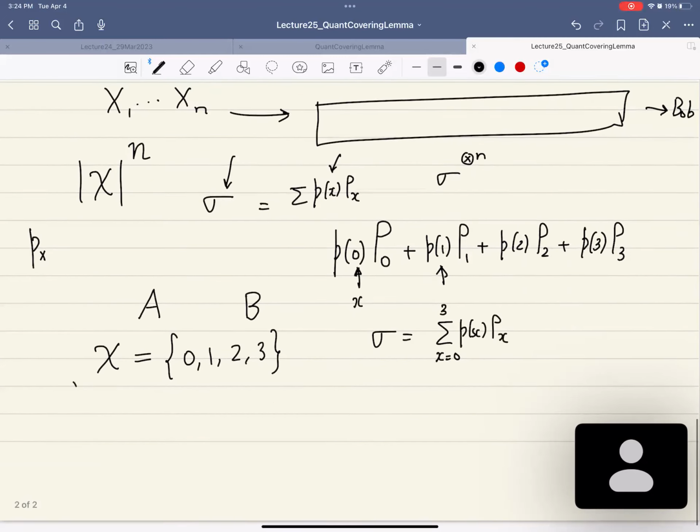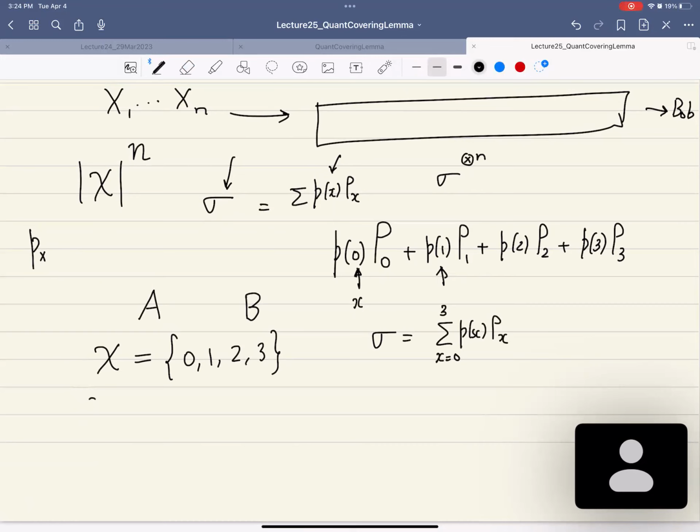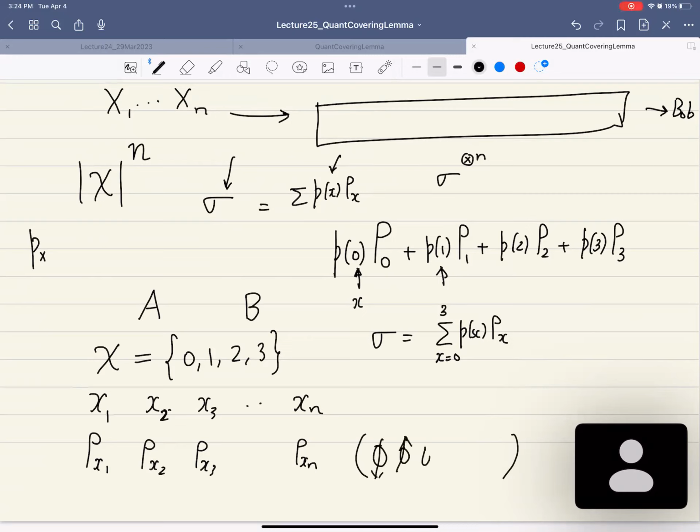Now suppose Alice picks n such classical indices. She will first pick an x1, then an x2, then an x3, until xn, and she will prepare rho x1, then rho x2, rho x3, and so on. And this huge quantum state she will prepare. So it is not just one density operator, she will prepare all these quantum states. So it is going to be a big collection of quantum states. I should be writing in different colors based on the index, but she will prepare this quantum state and give it to Bob.